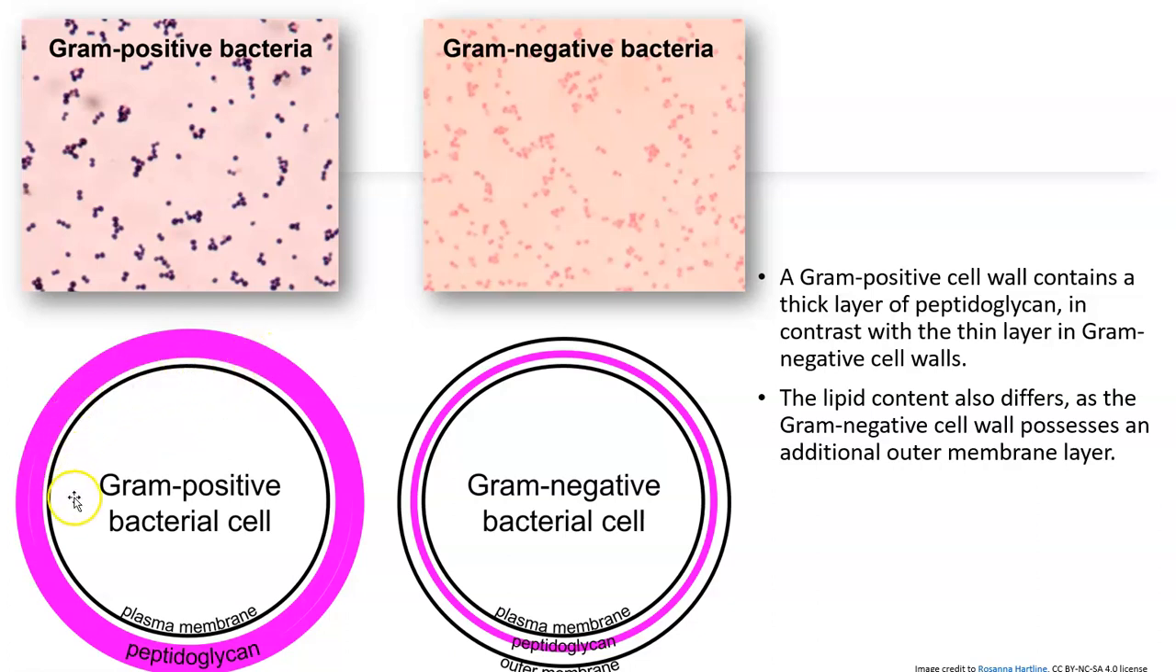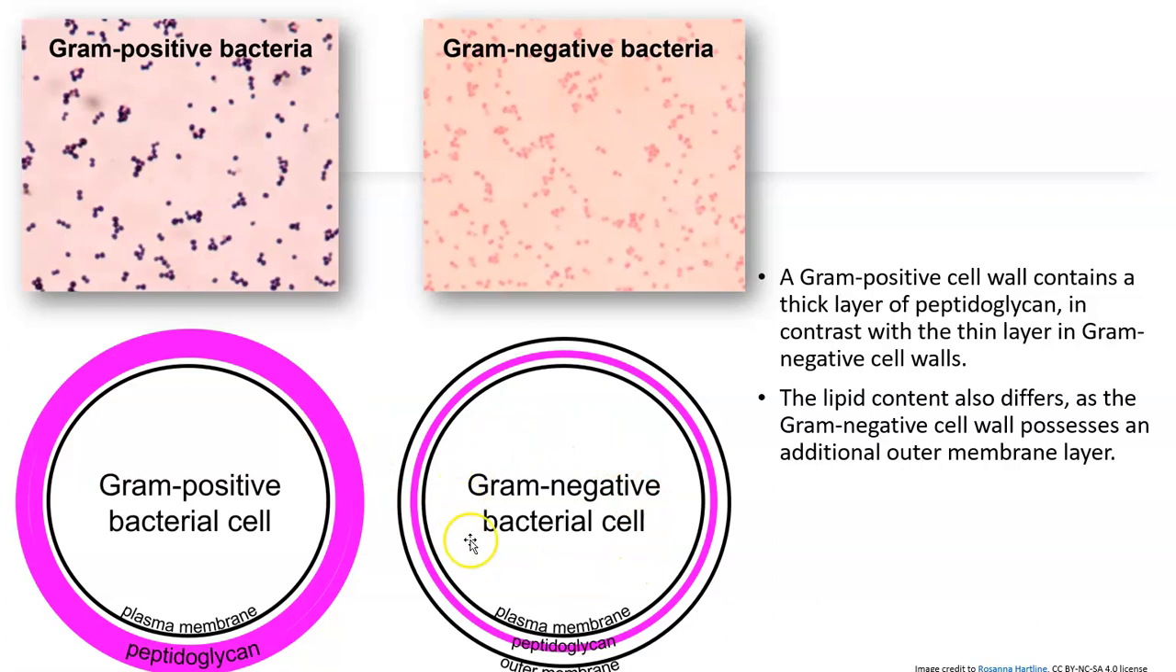So the innermost layer is the plasma or cell membrane, and that's just the phospholipid bilayer that surrounds the cytoplasm and is responsible for transport in and out of the cell. And then sitting outside of the cell membrane, that's where you have the cell wall with the very thick layer of peptidoglycan. That cell wall and its thickness is actually why gram-positive bacteria are able to stain purple, and we'll talk about that in just a second.